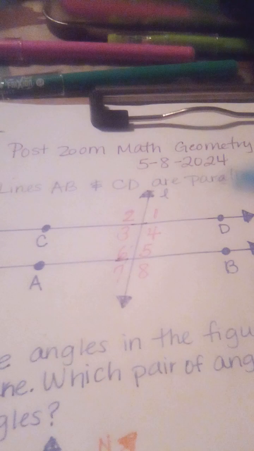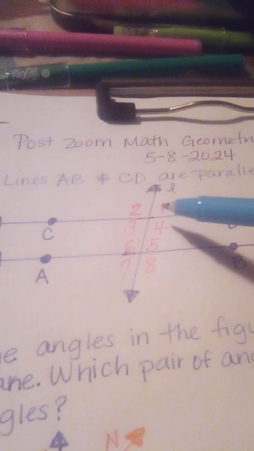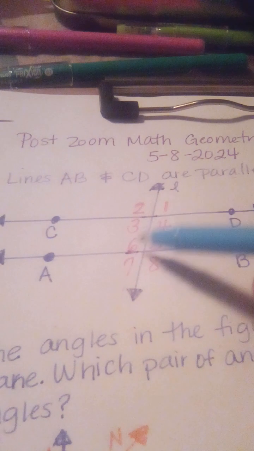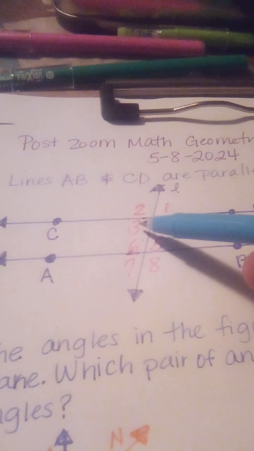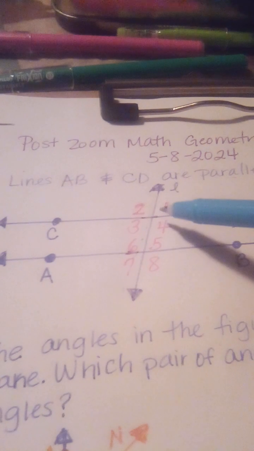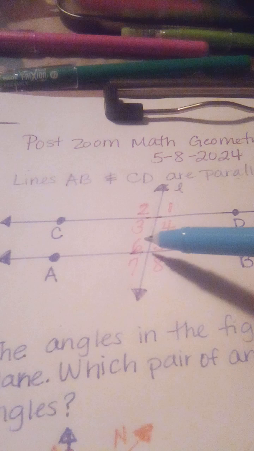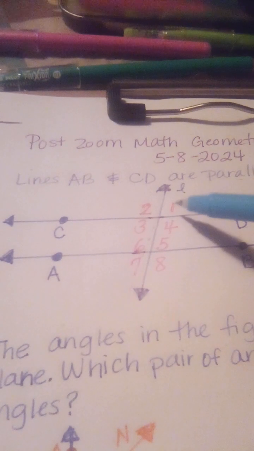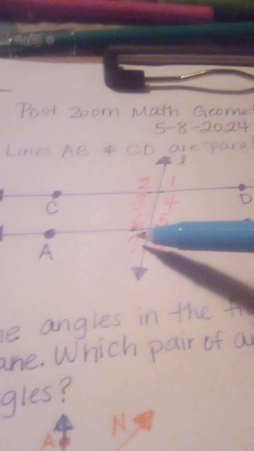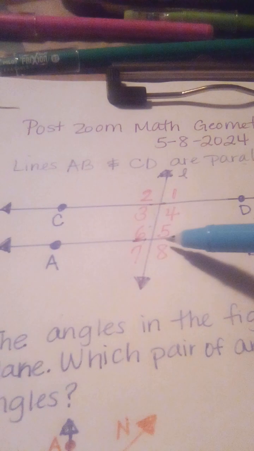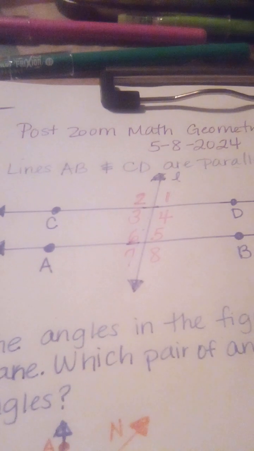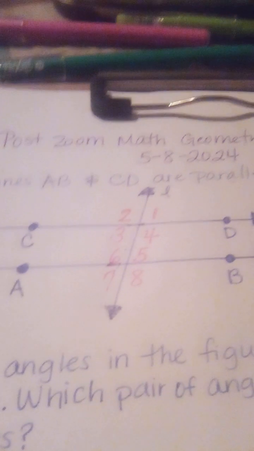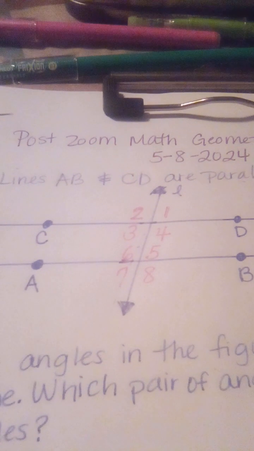All right. So the choices are angle 2 and angle 1, angle 1 and angle 7, angle 3 and angle 5, or angle 2 and angle 6. Which of the choices are corresponding?